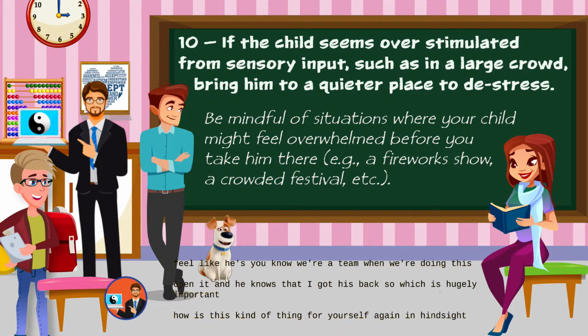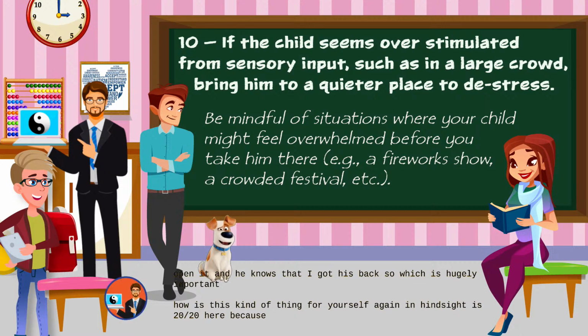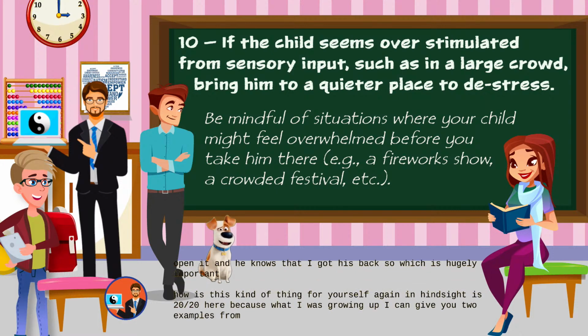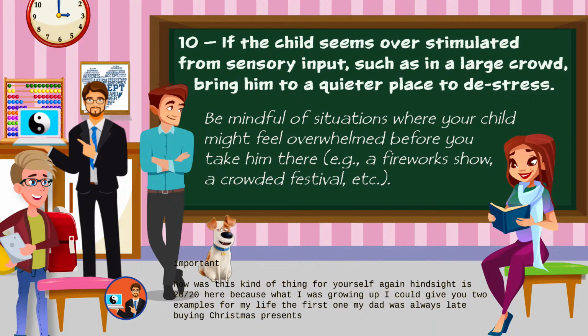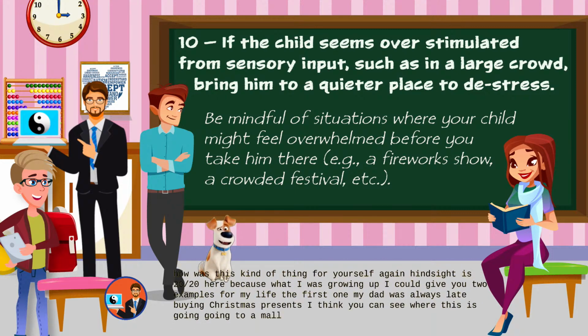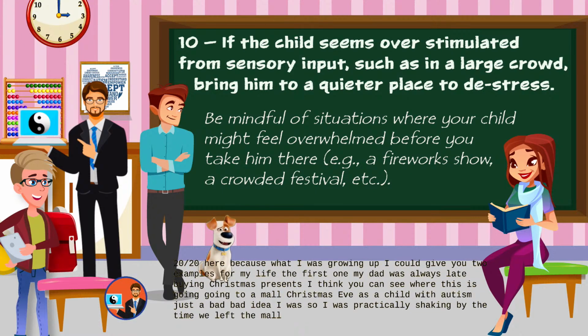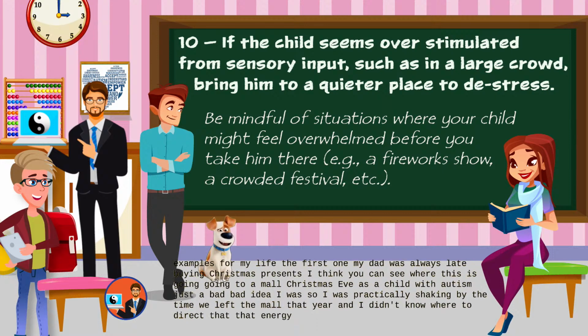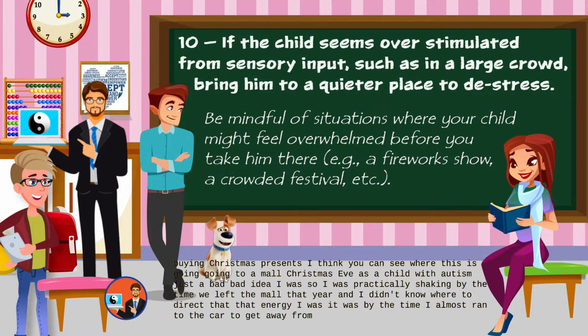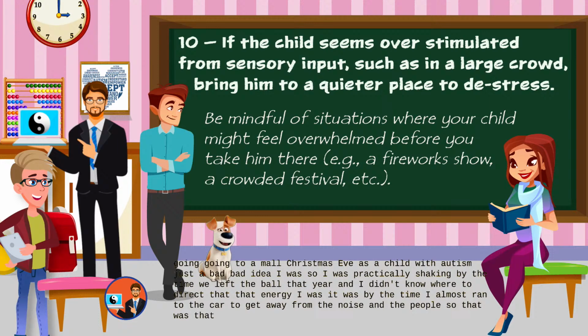Again, hindsight is 20/20 here, because when I was growing up, I'll give you 2 examples from my life. The first one, my dad was always late buying Christmas presents. I think you can see where this is going. Going to a mall Christmas Eve as a child with autism. Just a bad idea. Ouch. I was practically shaking by the time we left the mall that year. And I didn't know where to direct that energy. I almost ran to the car to get away from the noise and the people, so that was very overwhelming.